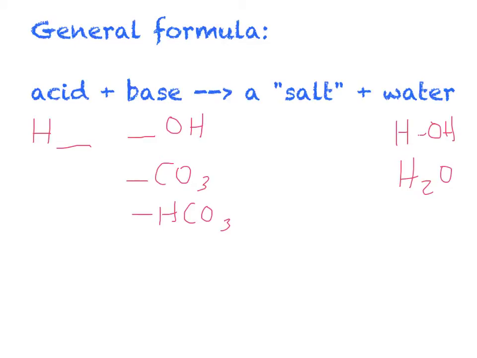Now, if it's a carbonate or a bicarbonate base, we will also get carbon dioxide gas as a product, because the carbon and some of the oxygen from the carbonate and bicarbonate need to go somewhere, and they produce carbon dioxide. The salt will be made up of those two parts from the acid and the base that I haven't drawn in. They will be made up of the positive ion from the base and the negative ion from the acid. You put those together and you have your ionic salt.